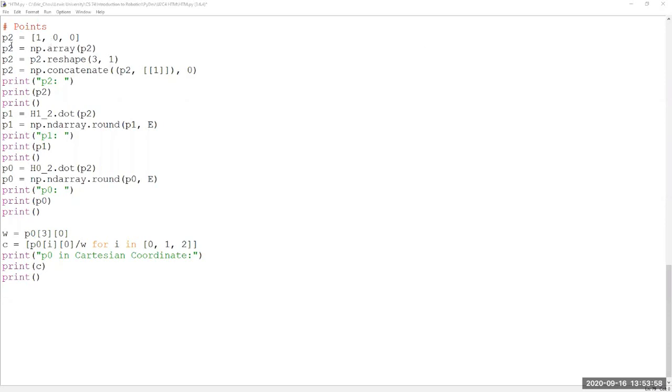So let's run it. Here we have the point 1, 0, 0, and we convert it to a column vector and add a 1 to it, so it becomes the column vector 1, 0, 0, 1, and we print out P2. That's the coordinate of the point in coordinate frame 2. Then we calculate its value in frame 1 by H12 dot product with point 2. Then we calculate the coordinate of that point in frame 0. Then we get the W and convert it back to the Cartesian coordinate, so we divide by W. And right here, W is 1, so there's no difference.